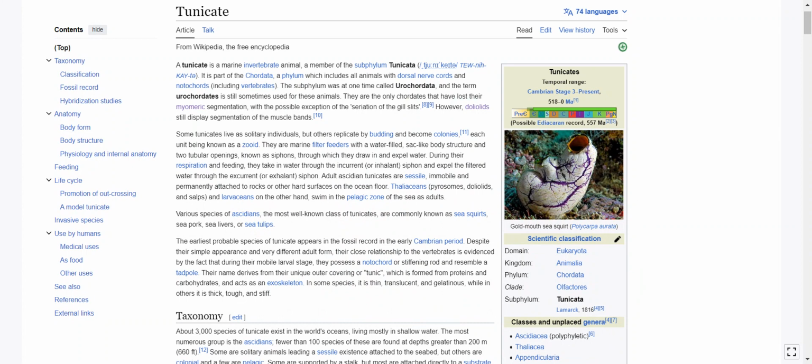Thaliaceans, which it says are pyrosomes, doliolids, and salps, and larvaceans. Wait, what? Sorry, let me start this sentence over.